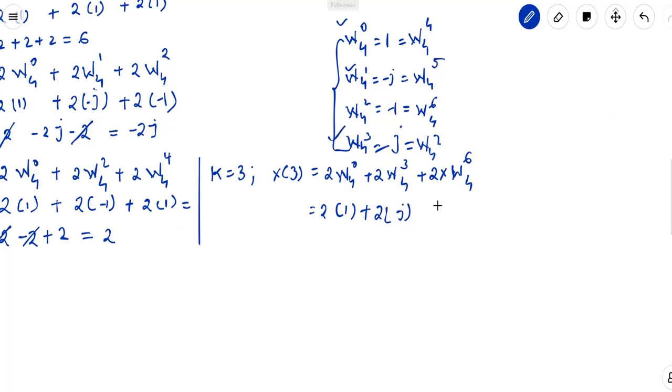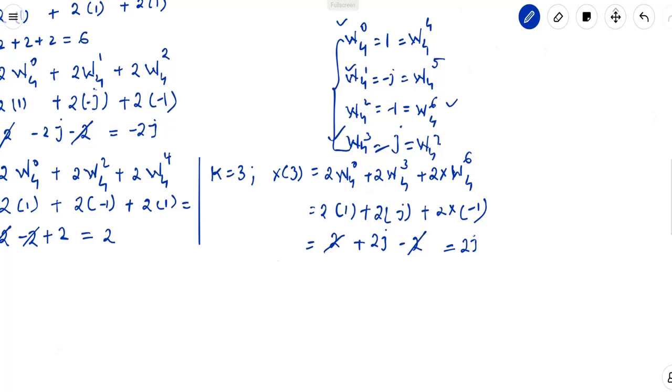This value I have substituted, plus 2 into omega 4 of 6, which is minus 1. So this becomes 2 plus 2j minus 2, so this 2 and this 2 will get cancelled. So what I'm going to get is 2j. Okay, so these are the 4 values for x of k.